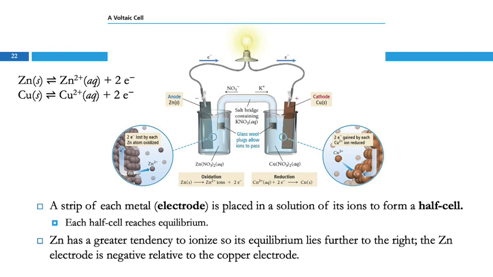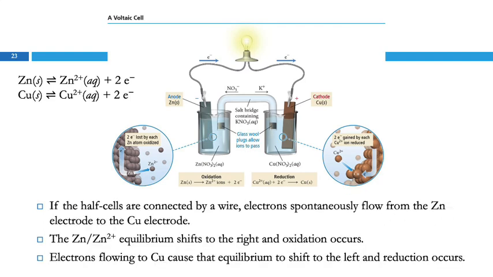And that will happen until each half cell reaches equilibrium. We'll talk about this guy in a minute. So the half cell is connected by the wire, electrons spontaneously flow. The zinc ion equilibrium will shift to the right because the electrons are being removed, and it'll keep going. And the copper will shift more to the left. And so it will keep going until we run out of an ion.